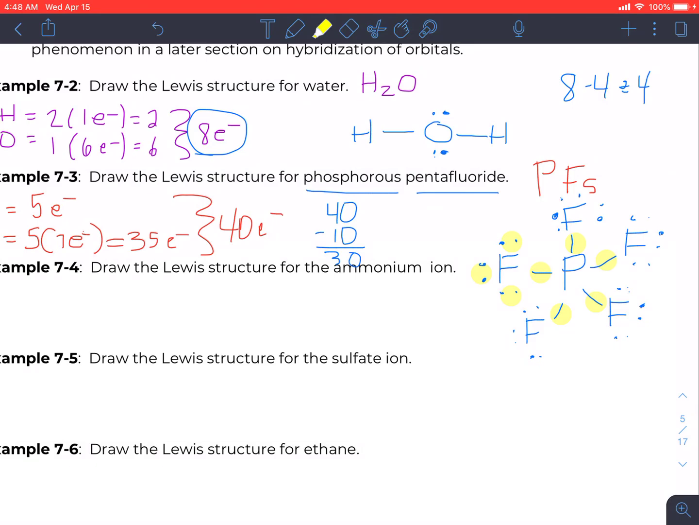So let me go back and count those. 2, 4, 6, 8, 10, 12, 14, 16, 18, 20, 22, 24, 26, 28, 30, 32, 34, 36, 38, 40. We've used all 40 of the original electrons. Okay. Our phosphorus is our center atom. We have our single bonds between our center and our outside, and we distribute the dots around. Okay. Now I'm going to pause the video here and do the next two on a separate video.